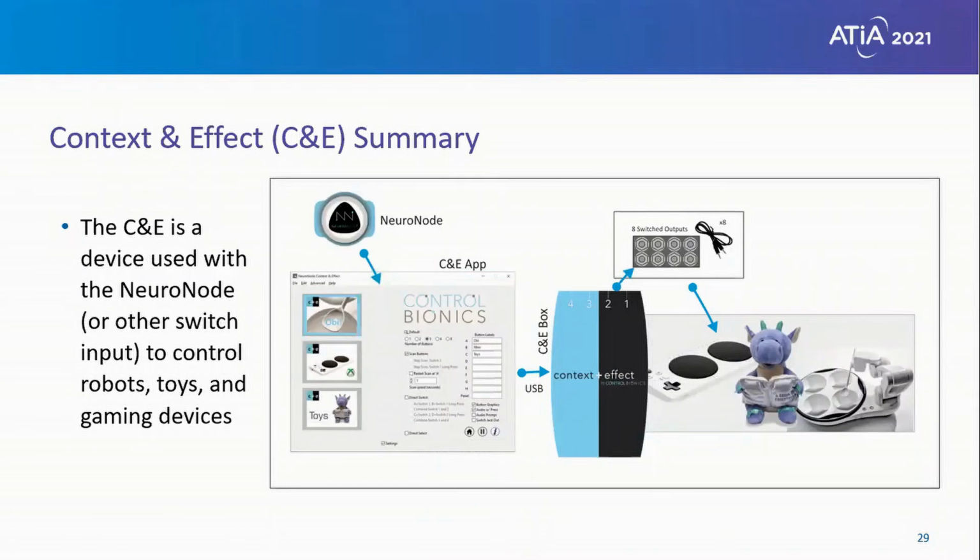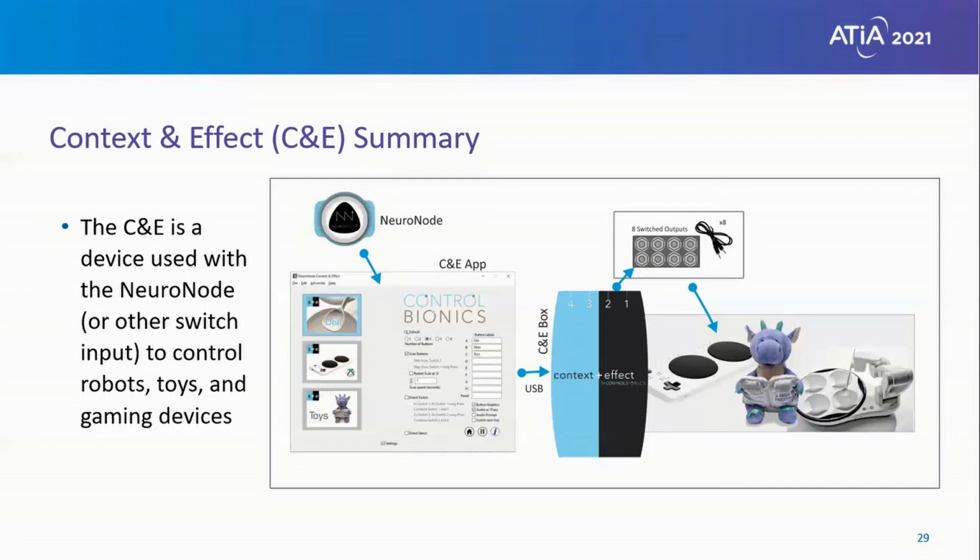In summary, what is the context and effect? It is a device that is used with the NeuroNode or some other input device, jelly bean switch or proximity switch, and it's used to control robots, toys, and gaming devices. And the key is that it gives you this leverage. It allows you to take a single switch or maybe a couple of switches and leverage that through the context and effect app to give you multiple outputs.